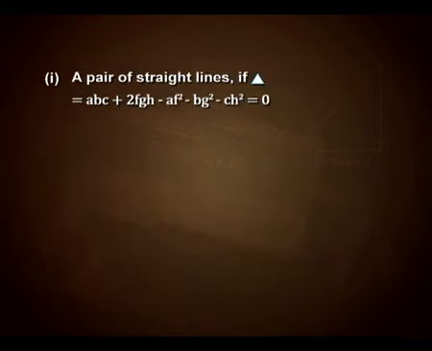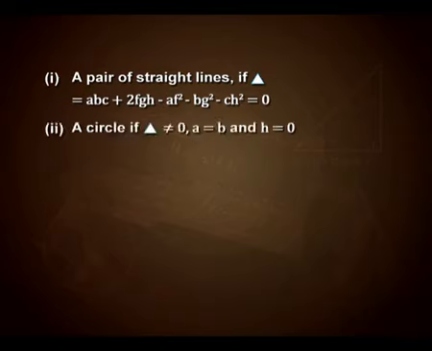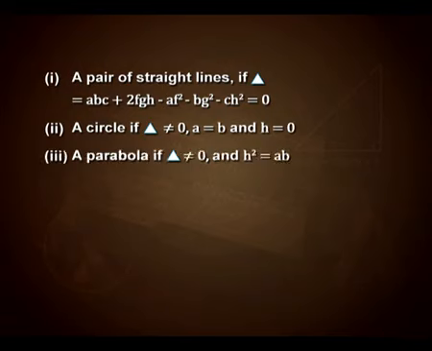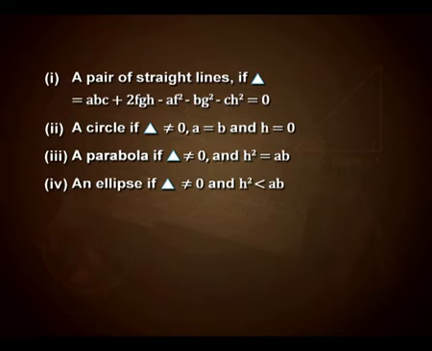pair of straight lines if the determinant abc + 2fgh - af^2 - bg^2 - ch^2 is equal to 0, and a circle if the determinant is not equal to 0, a is equal to b and h is equal to 0. It always represents a parabola if the determinant is not equal to 0 and h^2 is equal to ab. It represents an ellipse if the determinant is not equal to 0 and h^2 is less than ab.